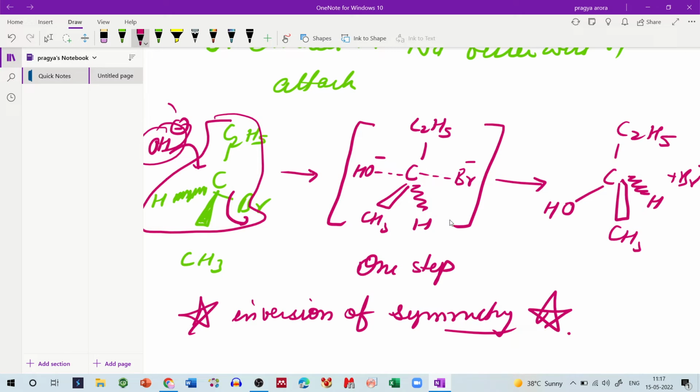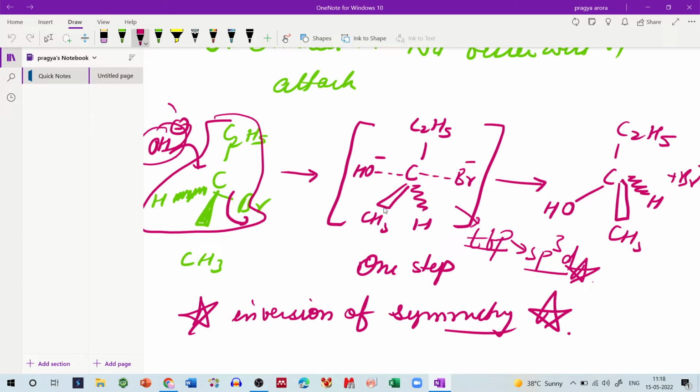As you can see, this is a trigonal bipyramidal (TBP) state, whose hybridization is sp3d. In this transition state, one bond breaks and another one is formed simultaneously. Rearrangement is not observed. Inversion of configuration is observed.